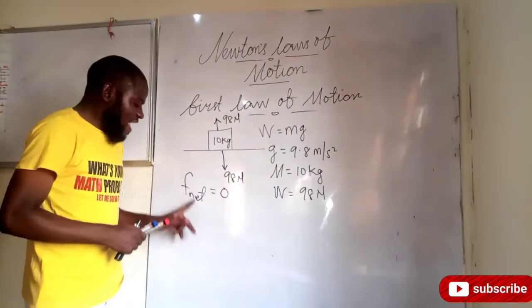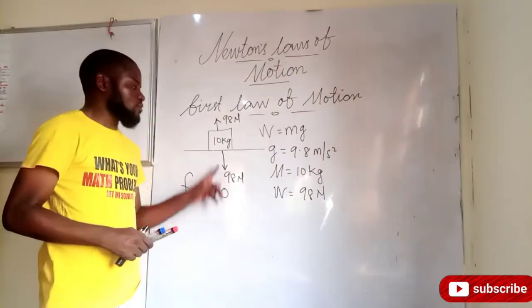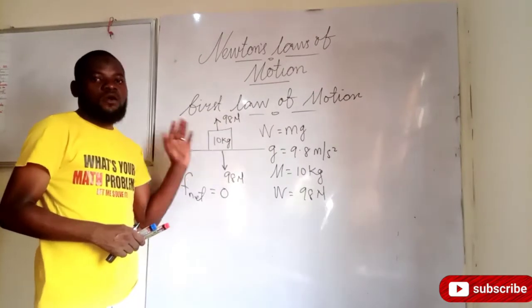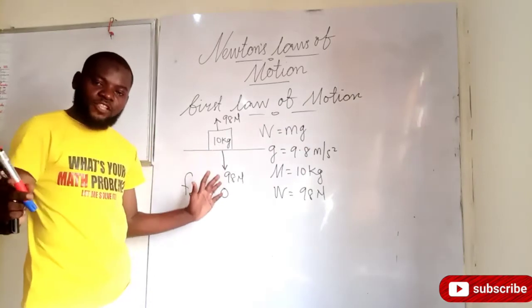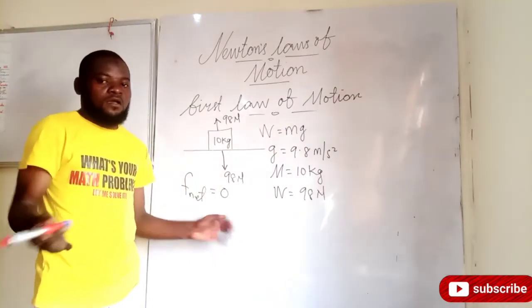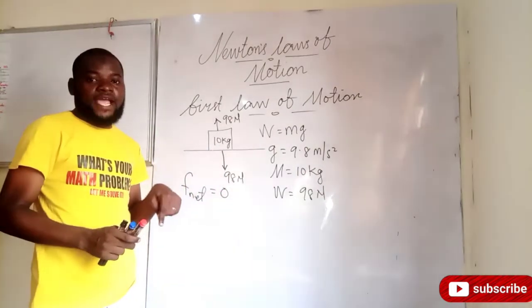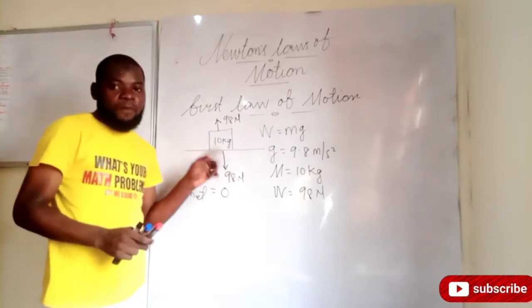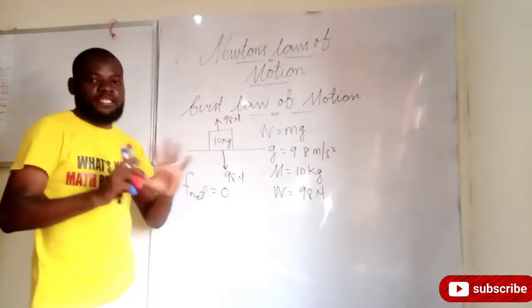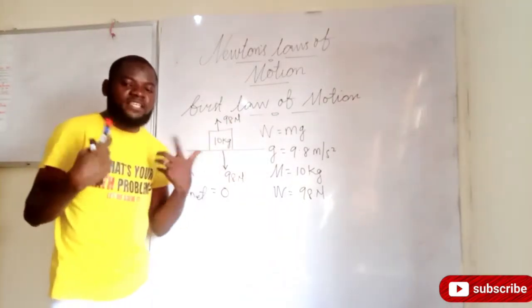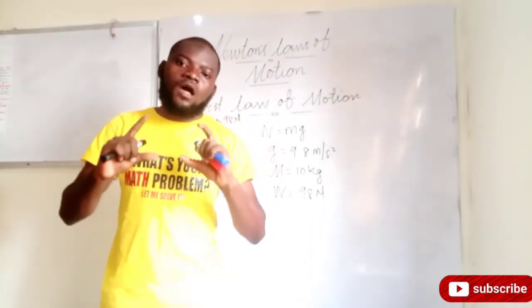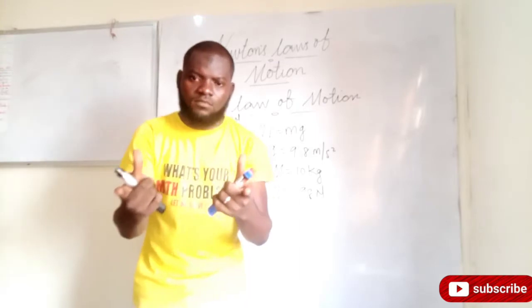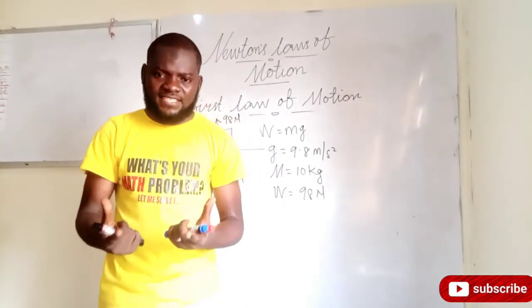So, if the net force is not equal to 0, then this body is said to be in motion. Hence, the first part of the law will not be obeyed. But if the net force is 0, then the first part of the first law of motion is obeyed. Now, the second part. The second part of this law is not going to work. It's against our daily activity.